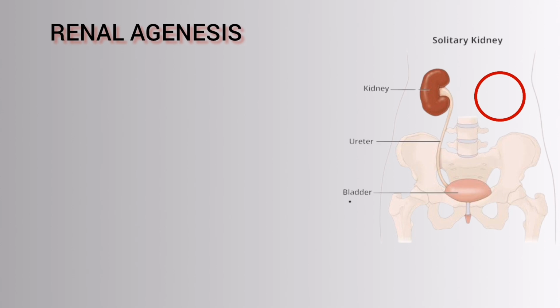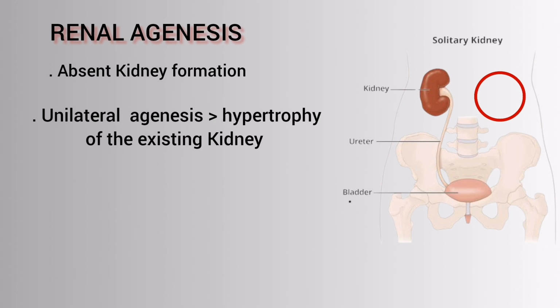The next discussion is the renal agenesis. Absent kidney formation may be unilateral or bilateral. As indicated from the name agenesis, the A means not and genesis means development or production. So it actually means the absence of the kidney. It may be unilateral or bilateral. And unilateral agenesis leads to hypertrophy of the existing kidney. Hyperfiltration increases the risk of renal failure later in life.